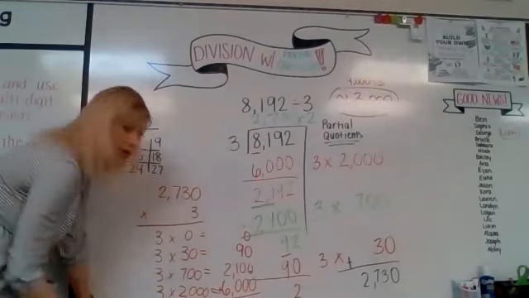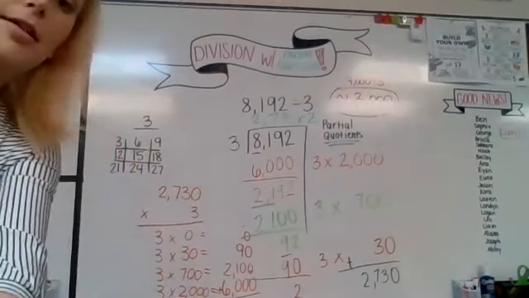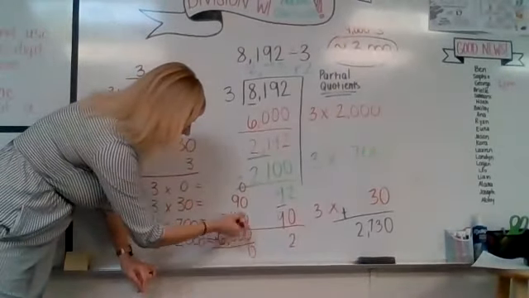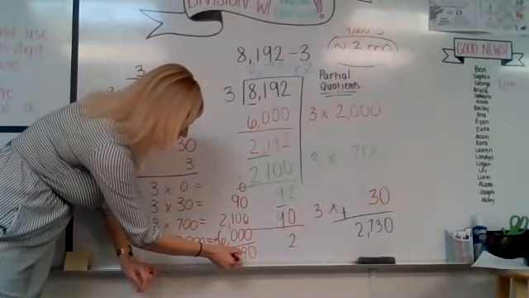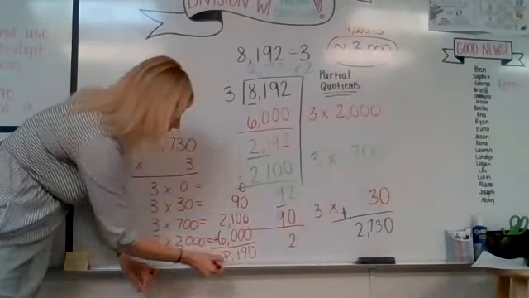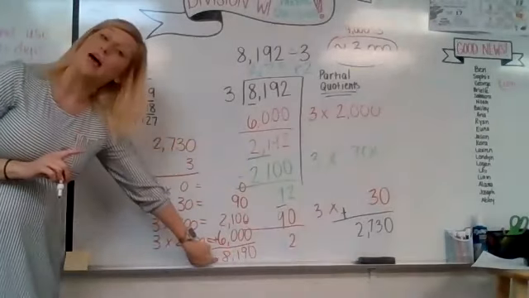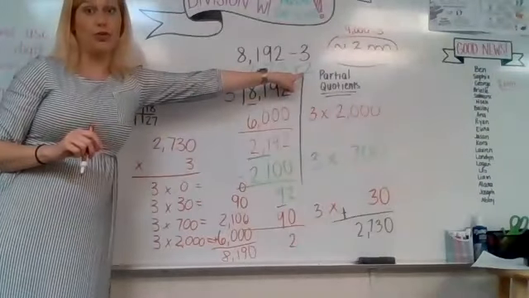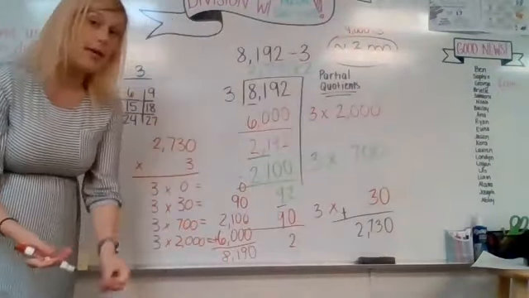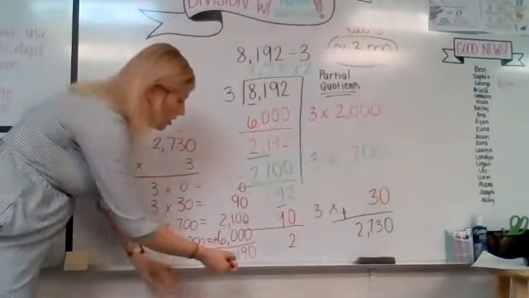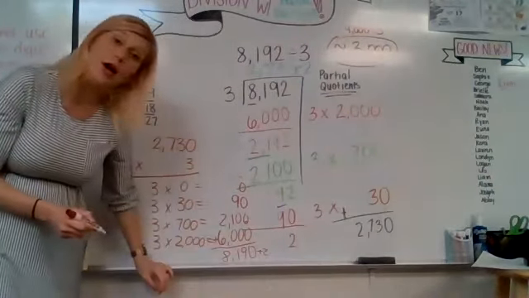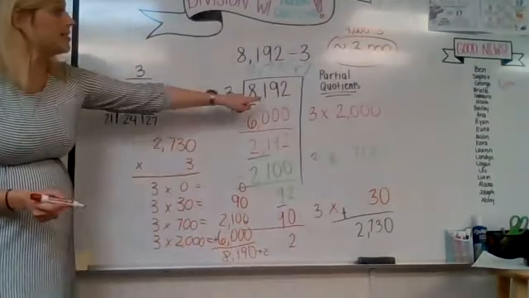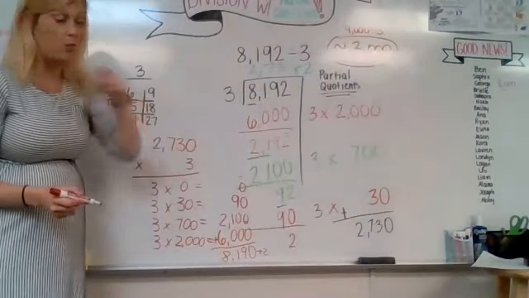Add all these together and we are left with 0 here, 9, 1, and 8. So we have 8,190, but we also have this remainder of 2. Whenever you have a remainder, when you're done with your multiplication for the checking part, you just add that remainder on. So we are left with 8,192, which is the dividend that we originally started with.